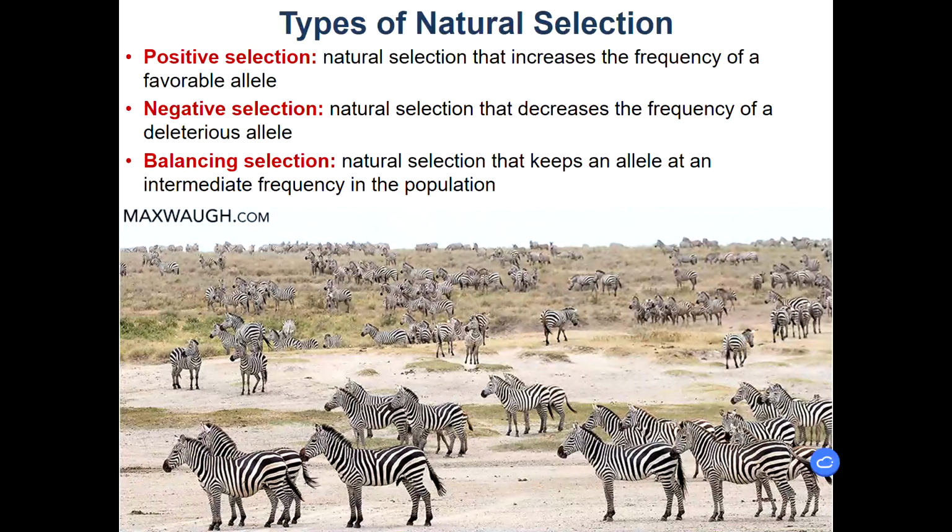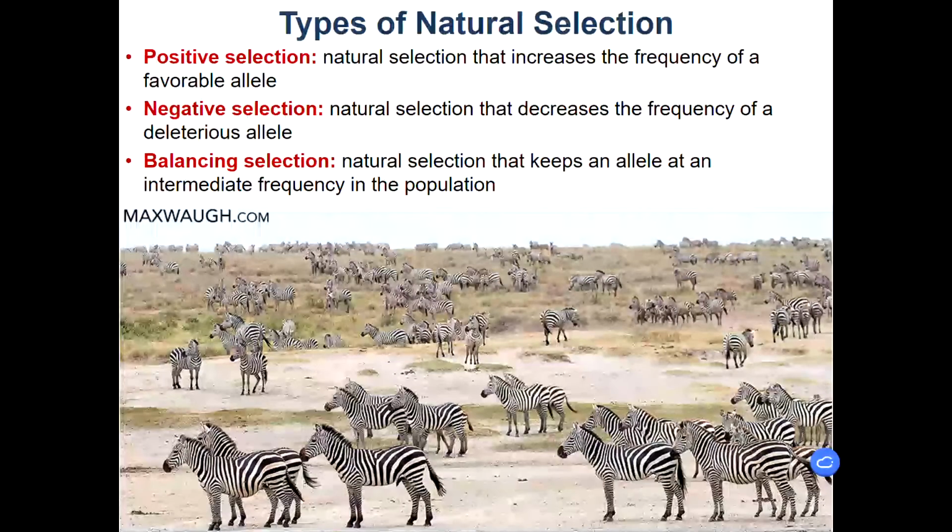population. We have negative selection, which is when natural selection decreases the frequency of a deleterious allele. So if that allele makes you unsuited for your environment or not as well suited as the other individuals, you are less likely to survive, you're less likely to reproduce. If you do reproduce, your offspring are less likely to survive. So that trait, that allele, will become less common in the population.